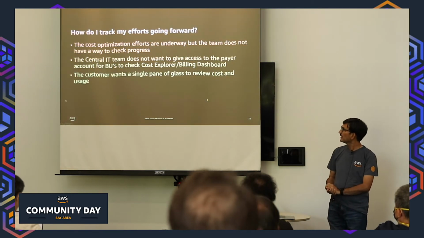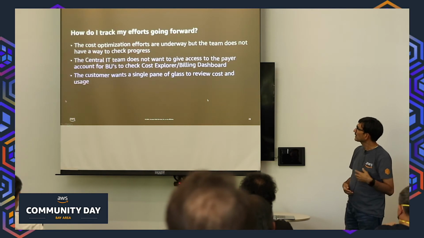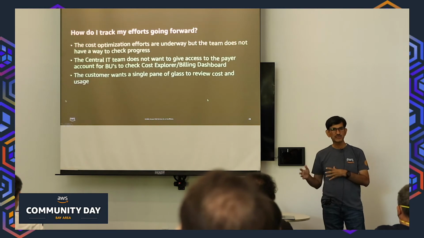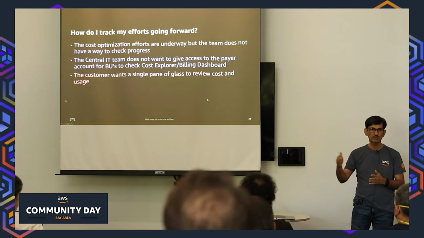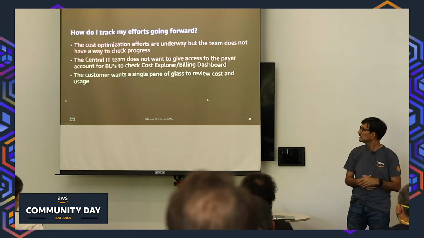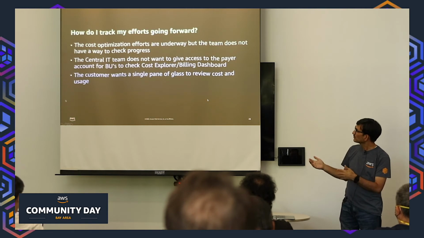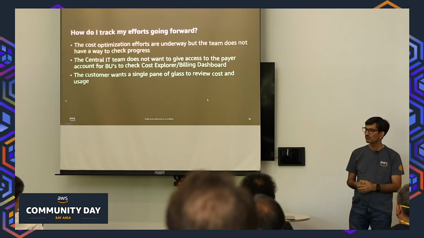Cost tracking is again an issue, where many of our customers find that, okay, we are optimizing, we did such and such, but where is the optimization really happening? Did you optimize, or how much did we optimize? I mean, there are ways, and I'm going to talk about some solutions that AWS provides.